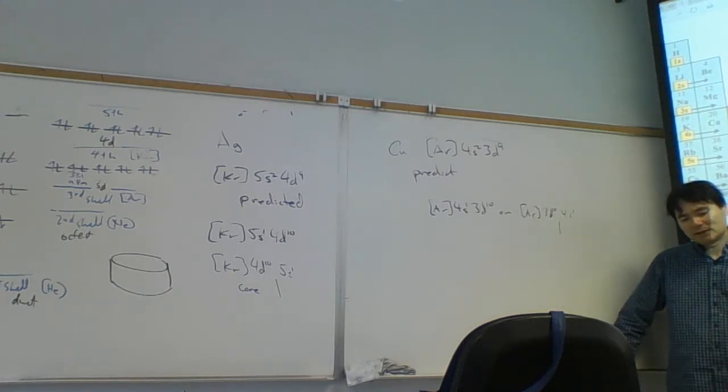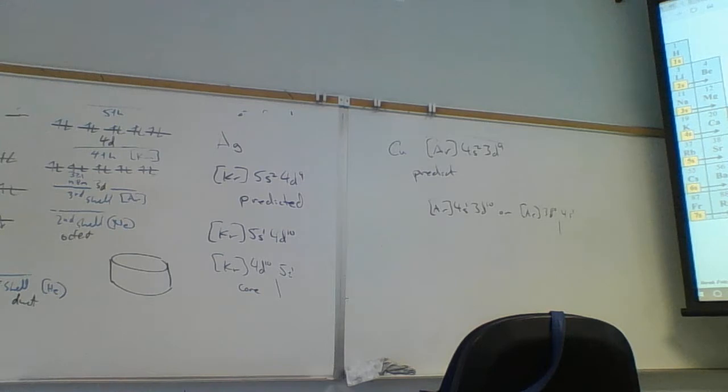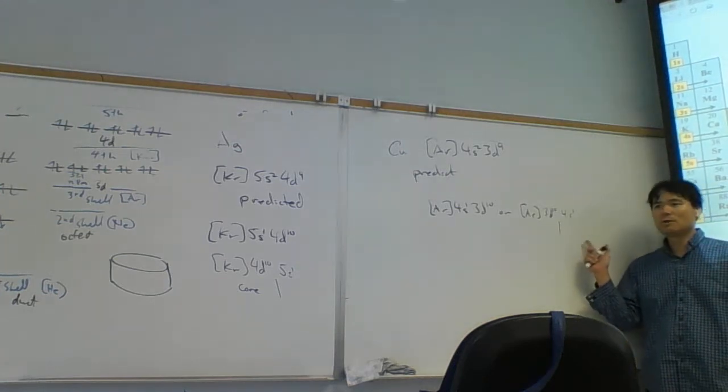But copper plus 1 is not the most common state of copper. What is the most common state of copper? Copper plus 2. Copper plus 1 and copper plus 2 both exist. Copper plus 2 is more common. If we have copper plus 2, what must have happened?